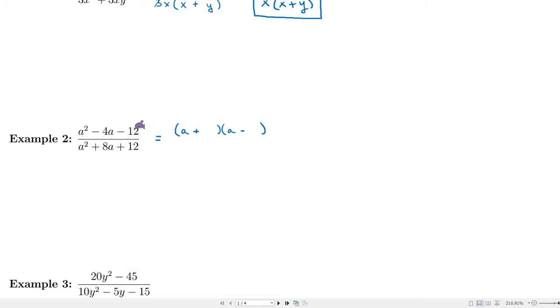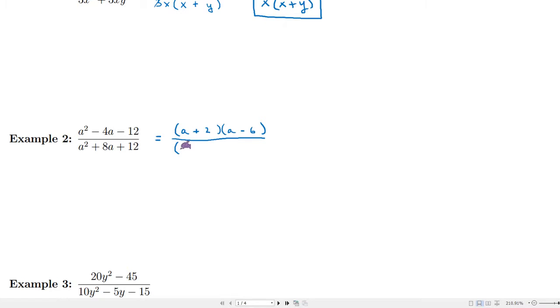The factors are 1 and 12, 2 and 6, 3 and 4. And the ones that are distance 4 apart are 6 and 2. So 6 times 2 will give us 12. But if I want to have a minus 4, then I'm going to have to give the minus to the 6, so that when we add the 2 to that, it will give us the minus 4. And you can check this, right? The product of these two is minus 12, and the sum of these two is minus 4, so that is the correct factorization.